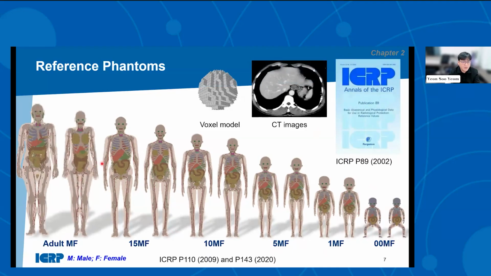So these are the adult and pediatric phantoms used in, this is the voxel model actually. The voxel model is constructed from the CT images of real human bodies, and also very carefully matched to the ICRP reference anatomical data provided in ICRP Publication 89.